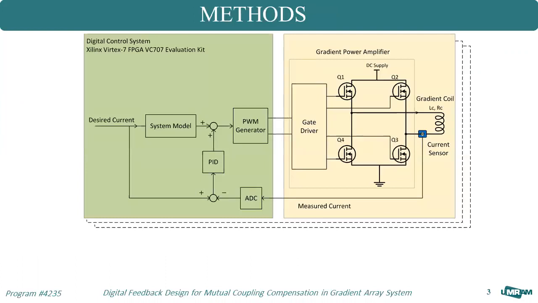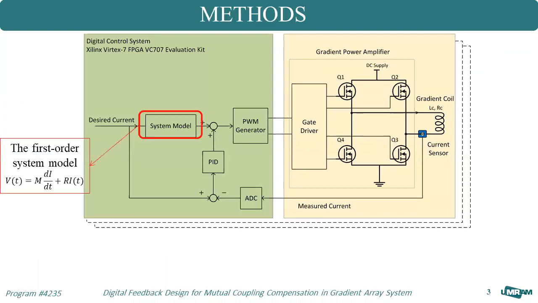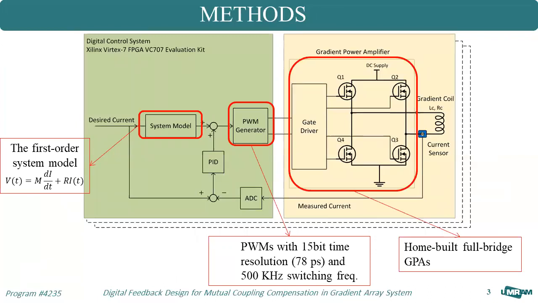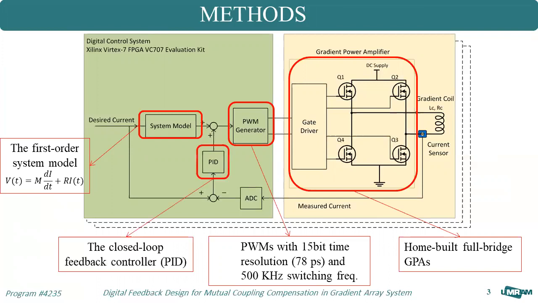This is the block diagram of the gradient array system. The first-order model provides the required voltage in the feed-forward path according to the command input. Here, M is a matrix including self and mutual inductances, and R is a resistance matrix. The PWM signals are generated with 500 kHz switching frequency and 15-bit time resolution. A home-built full-bridge power amplifier is used to provide the required voltage and currents. And finally, the PID controller will update the required voltage by changing the duty cycle of the PWMs.